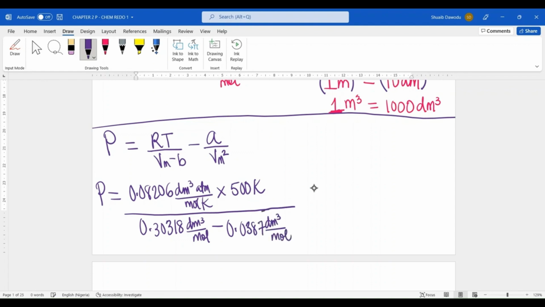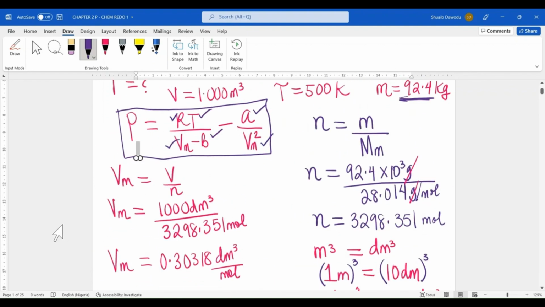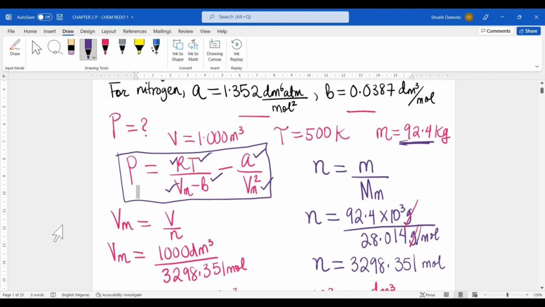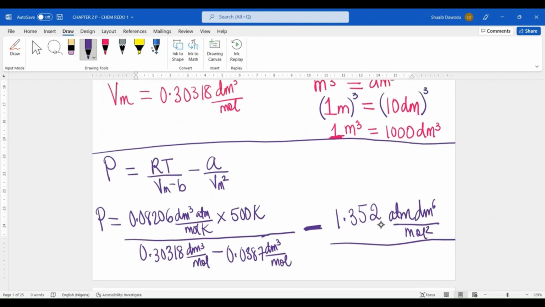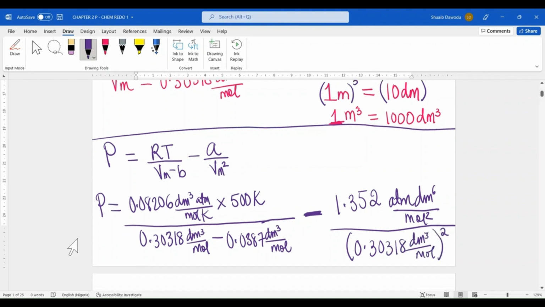So that's it. So all of that minus, and then you have A. What is A? We substitute A. We know A to be 1.352. So minus 1.352 atmosphere dm6 per mole squared divided by the molar volume squared, which is just simply 0.30318 decimeter cube per mole all squared. So that's basically how it's done.